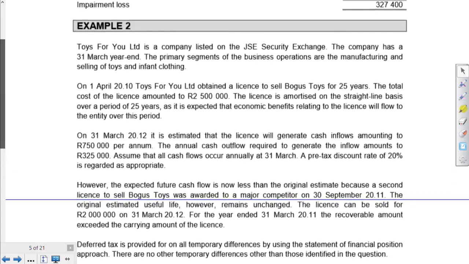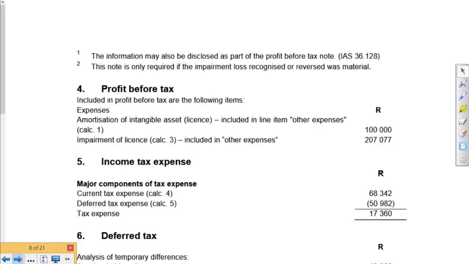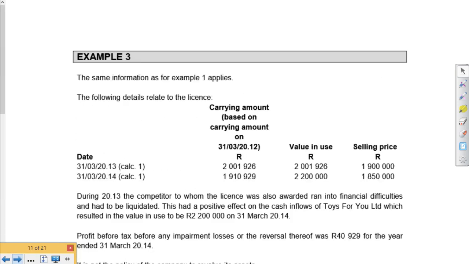I just want you to follow example 2 and do the calcs, because then we're actually going to do example 3. So I want you to read example 2 with example 3. Example 3 says the same information as example 1 applies, but it isn't, it's example 2. And then they say, during the year, the competitor ran into financial difficulties and liquidated. This resulted in a positive effect on cash flows, and now we have a possible reversal of impairment losses. Yeah, but you need to work out for me what that reversal is.